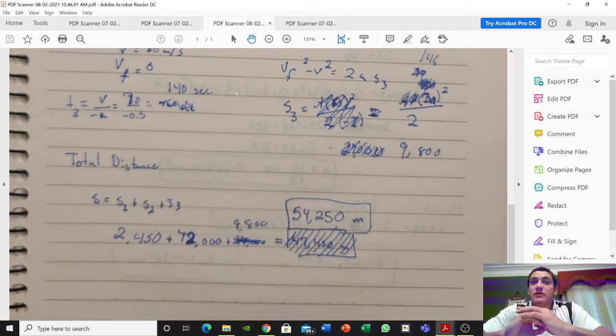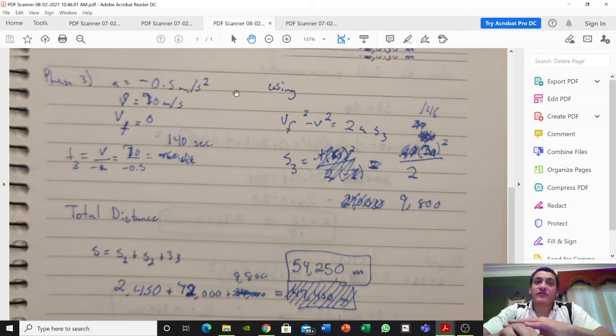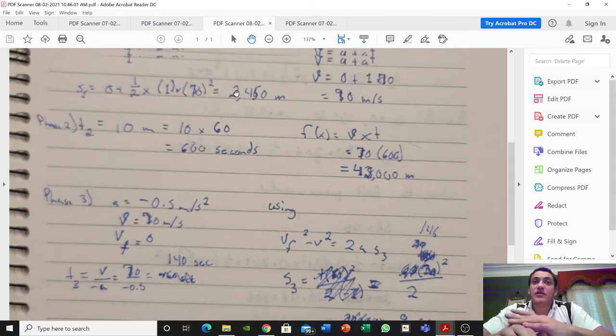So let's calculate the total distance that the train took. To get the total distance, it's very simple as we got it in the phases above. It's S1 plus S2 plus S3, very simple. So 2,450 plus 42,000 plus 9,800, which then equals 54,250 meters.